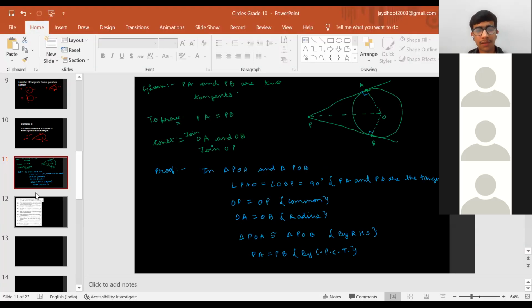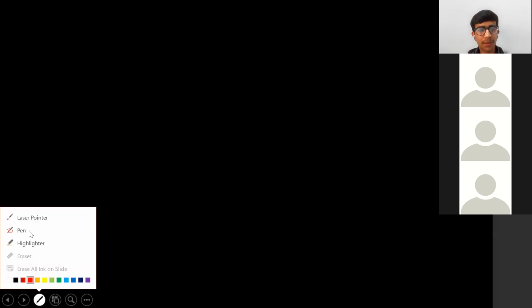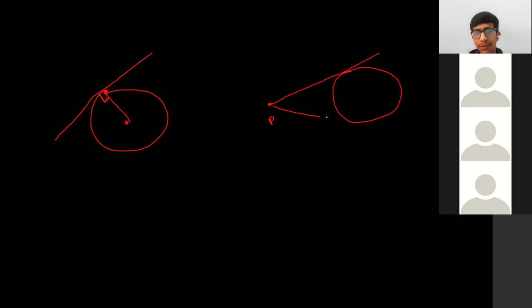Let me quickly sum up what we studied in both theorems. The first theorem said if you have a circle and a tangent at any point, the tangent is perpendicular to the radius. What is the second theorem saying? Let's say you have a point outside the circle and you draw two tangents from this point. The length of these two tangents will be equal. PA will be equal to PB. And the first theorem is saying the radius is perpendicular to the tangent. That's all.